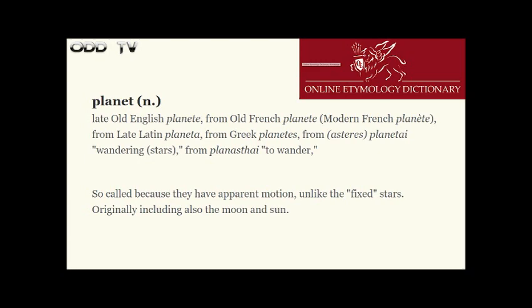Let's have a look at the etymology of the word. This is from the online etymology dictionary. Wandering stars. See, that's what you need to pay attention to. That's what these were called, planets. And we weren't considered a wandering star. Now let's keep going. From planisthai, to wander, so called because they have apparent motion unlike the fixed stars. Originally included also the sun and moon.